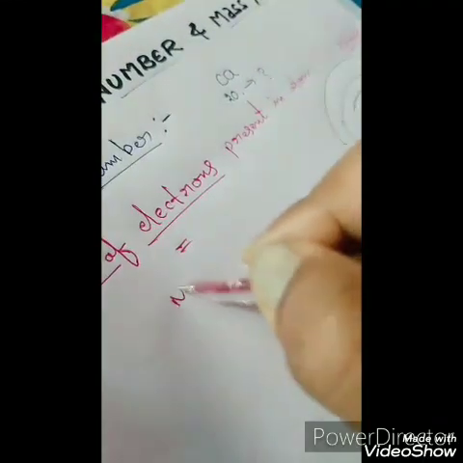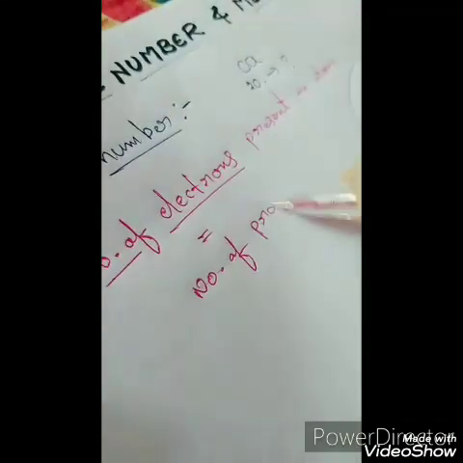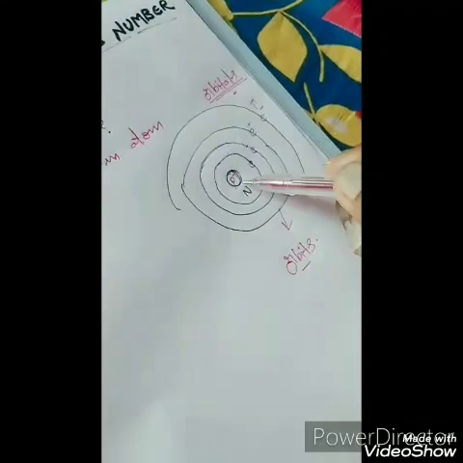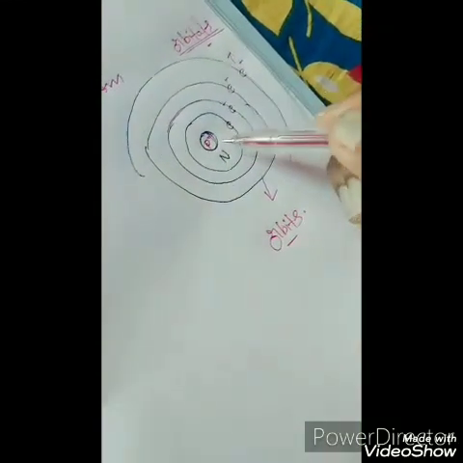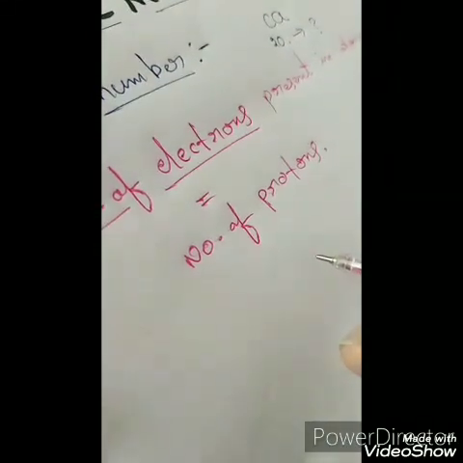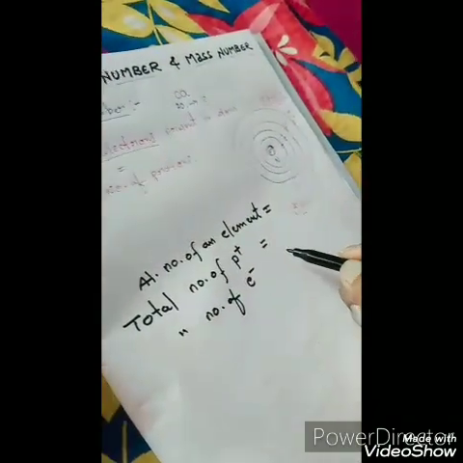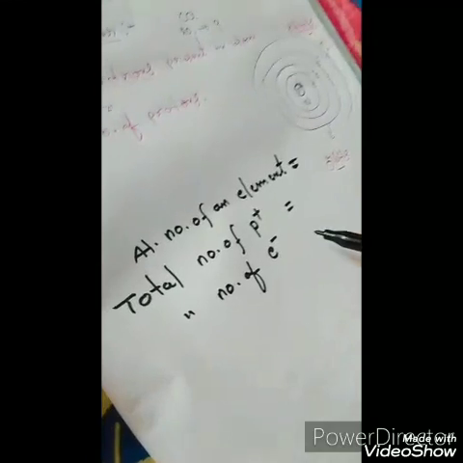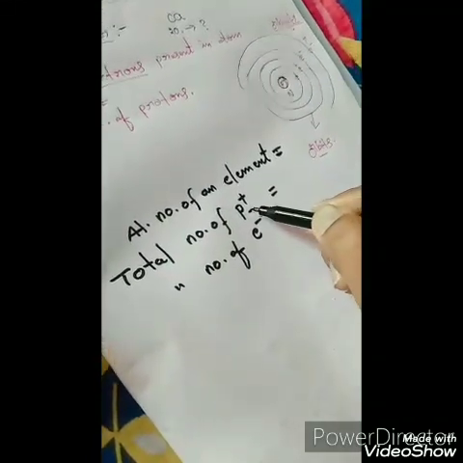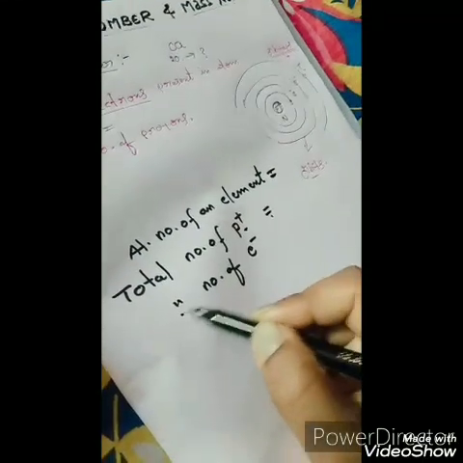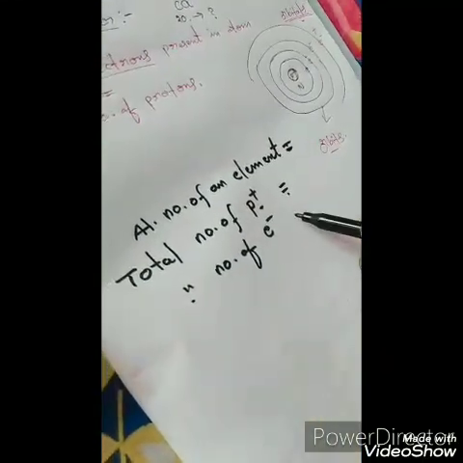So, the number of electrons must equal the number of protons. That means inside the atom, the presence of protons takes place. Protons have positive charge. Those positively charged particles must equal the negatively charged particles. So students, the atomic number of an element indicates the total number of positively charged particles, nothing but protons, equal to the total number of negatively charged particles, nothing but electrons.